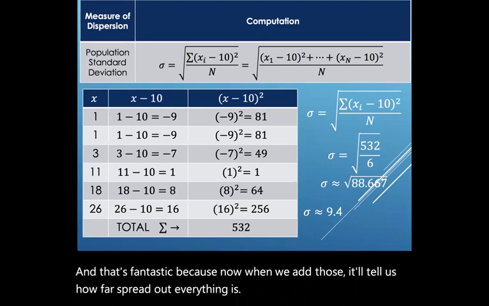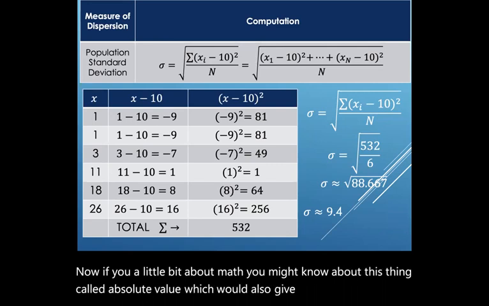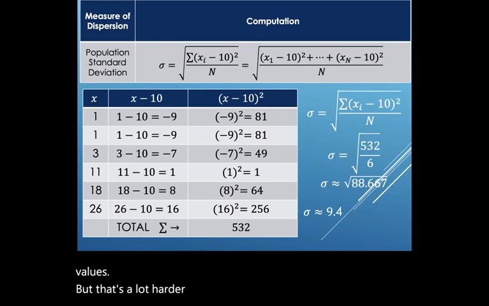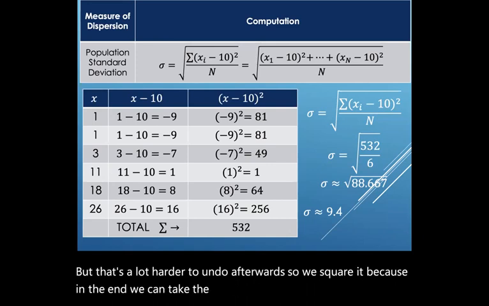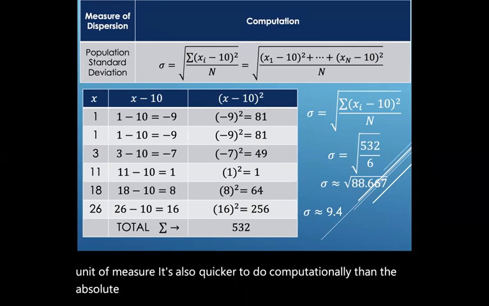Now, if you know a little bit about math, you might know about this thing called absolute value, which would also give us only positive values, but that's a lot harder to undo afterwards. So we square it because in the end, we can take the square root and get back to the same unit of measure. It's also quicker to do computationally than the absolute value. And it's what statisticians have used for a while.